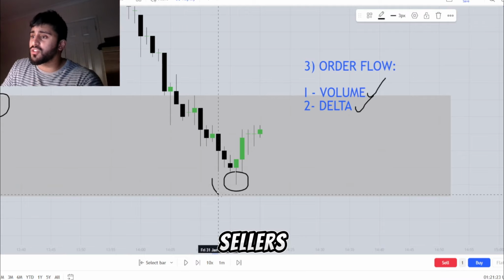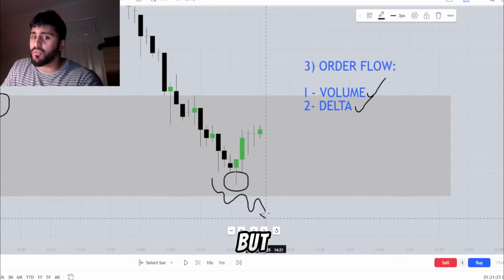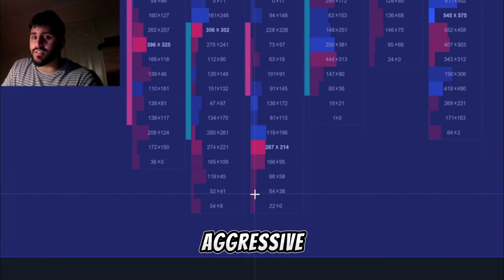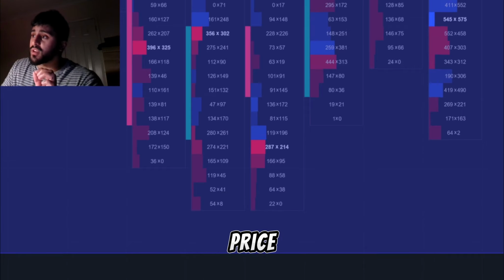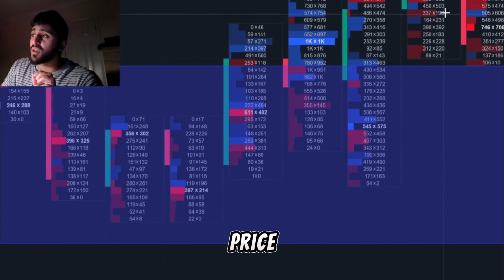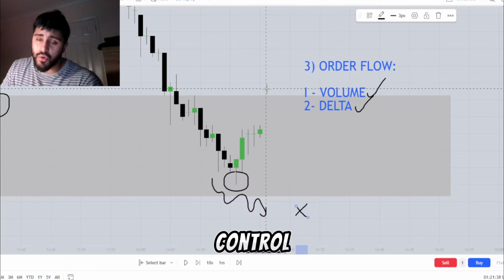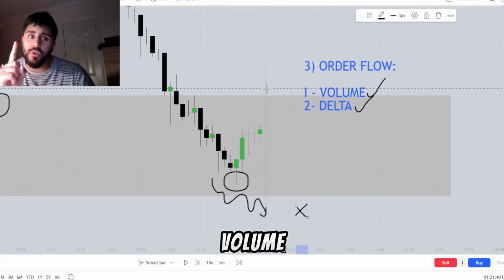Aggressive sellers are trying to break this zone, but of course they haven't done that. They have failed. Look at all these aggressive sellers. They have failed to drive price lower. They've in fact driven price higher, which means that sellers are not in control. Buyers are in control, and we can only see that with volume and delta.